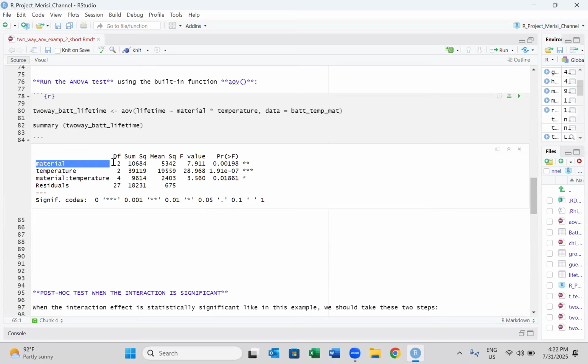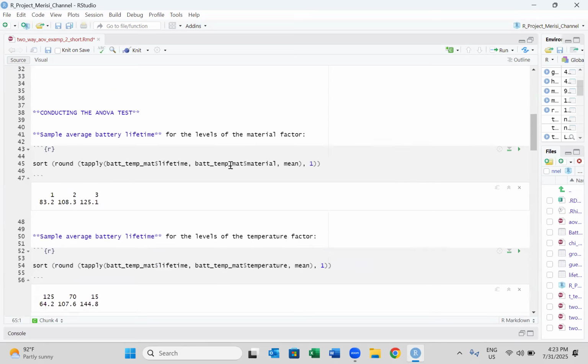When we look at the material row, we look at the p-value and compare it to the significance level, or alpha. That's the way we know if an effect is statistically significant. Let's assume that we're using alpha 0.05. When the p-value is less than alpha, we conclude that the effect is statistically significant. That's what happens for material: the p-value is 0.001, which is less than 0.05. So we conclude that material has a statistically significant effect on lifetime.